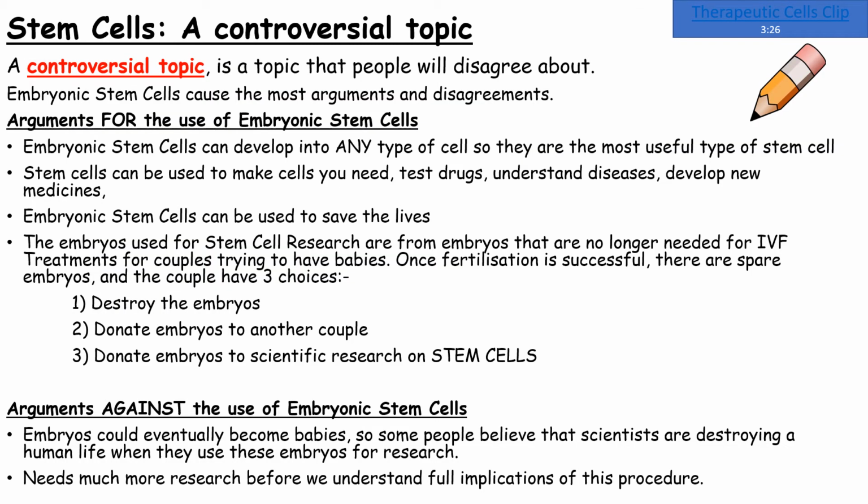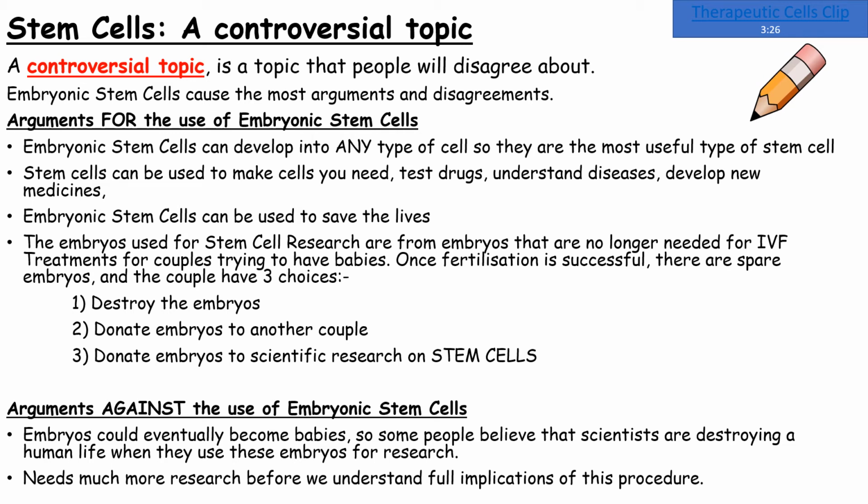So in summary, embryonic stem cells are a controversial topic. So a controversial topic is a topic that people will disagree and argue about. So people that are in agreement for the use of embryonic stem cells argue that they are more useful as they can develop into any type of cell, so they're more useful than tissue stem cells. They can be used to make cells you need, so they can be used to test drugs, understand disease, develop new medicines, and they can be used to save lives of people. The embryos used for stem cell research are from embryos that are no longer needed for IVF treatment for couples trying to have babies.